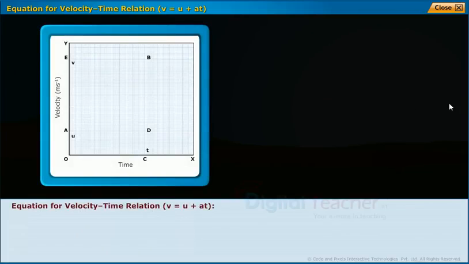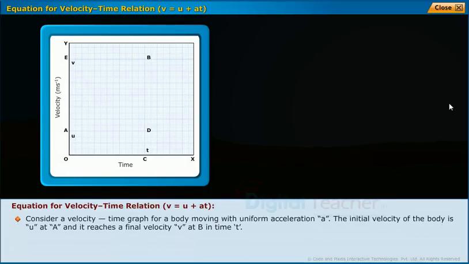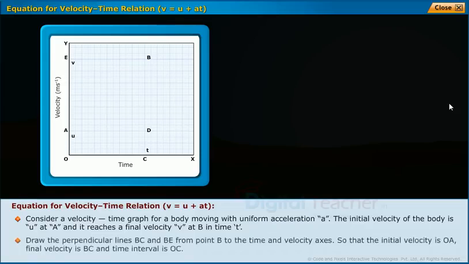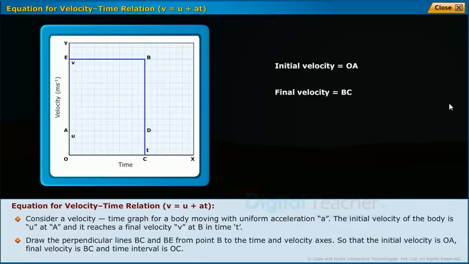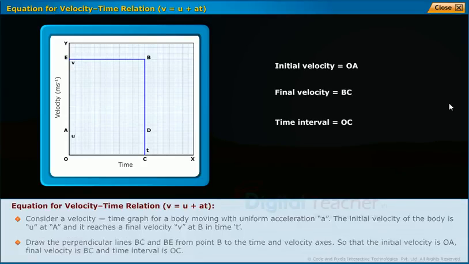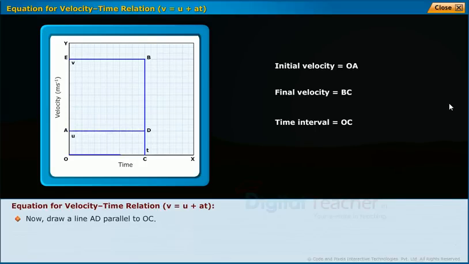Equation for velocity time relation. v equals u plus at. Consider a velocity time graph for a body moving with uniform acceleration a. The initial velocity of the body is u at A and it reaches a final velocity v at B in time t. Draw the perpendicular lines BC and BE from point B to the time and velocity axis, so that the initial velocity is OA, final velocity is BC, and time interval is OC. Now draw a line AD parallel to OC.